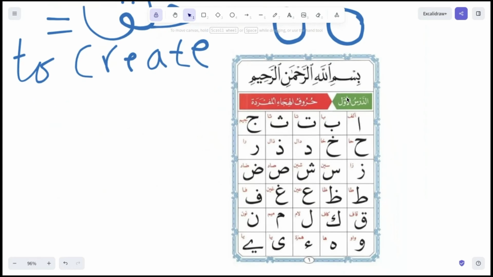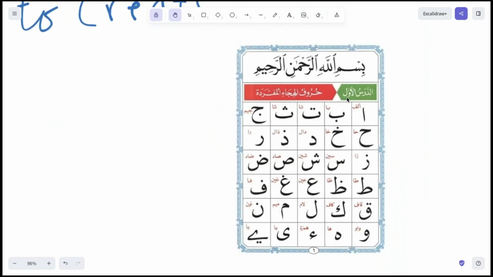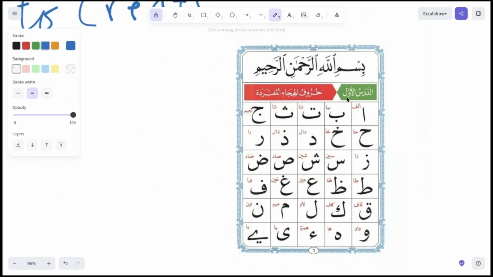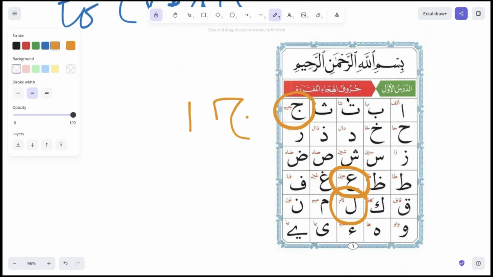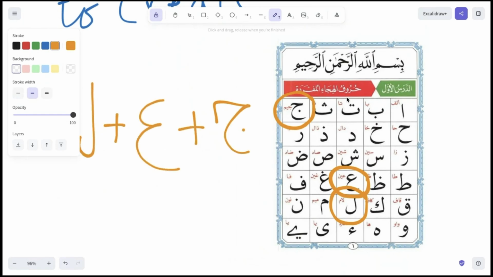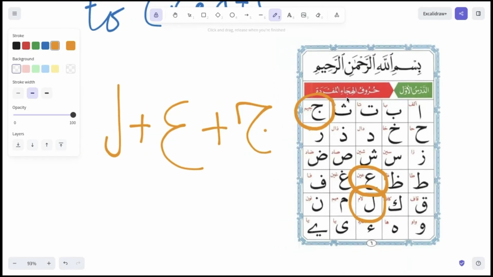Let's continue with the next letter, which is, for example, ja'ala. Ja'ala. Jim, ain, and the lam. Ja'ala. Okay, this is good to take notice of right now, because we are going to connect them. Jim. Ja, ja, ja, a, la. And right now, remember what we said before.